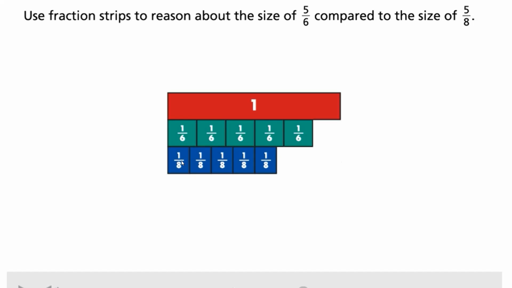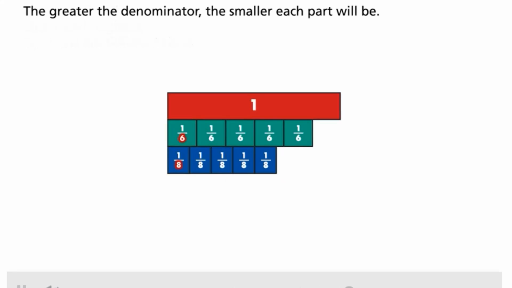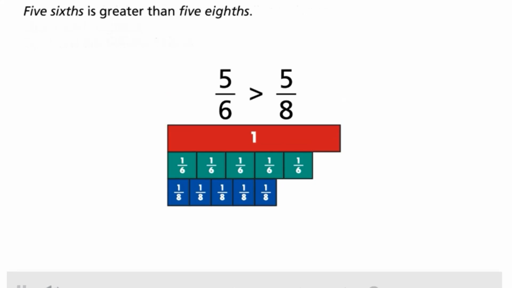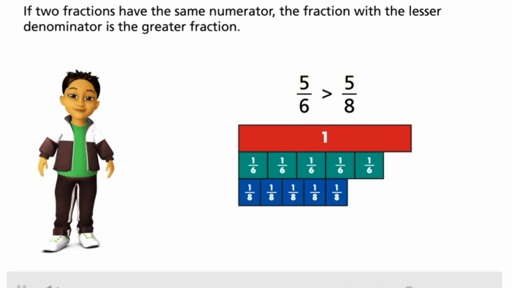And since we have a fraction here that has a larger denominator, 8 is bigger than 6, that means we're cutting our whole into a greater number of pieces. So those pieces are going to be smaller. There are 5/6. There are 5/8. The parts are different sizes. The greater the denominator, the smaller each part will be. 5/6 is greater than 5/8. If 2 fractions have the same numerator, the fraction with the lesser denominator is the greater fraction.